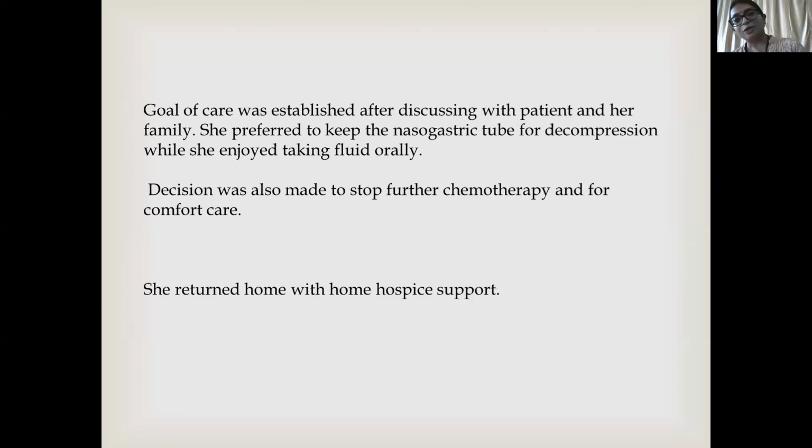So she would take fluid orally and she would keep the nasogastric tube still there so that the decompression was happening. And they finally decided to stop the chemo and go for just comfort care. And she was sent for a home hospice support.